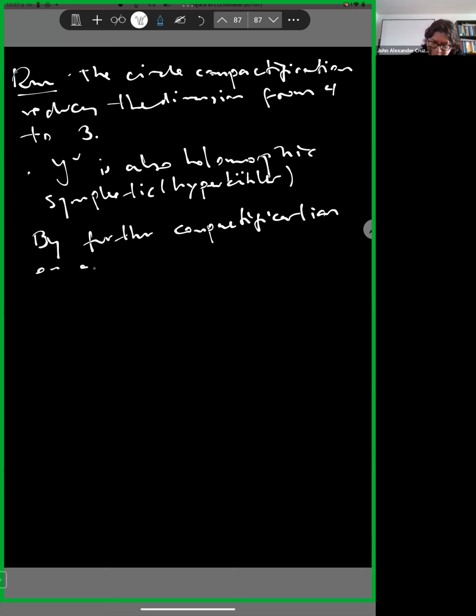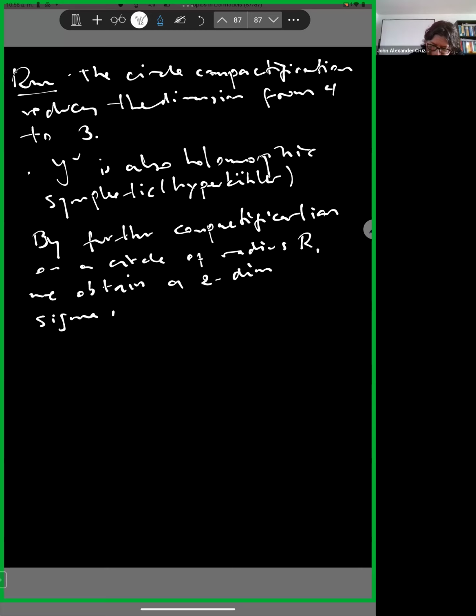on a circle of radius, we obtain a two-dimensional sigma model with target space Y check. Right?